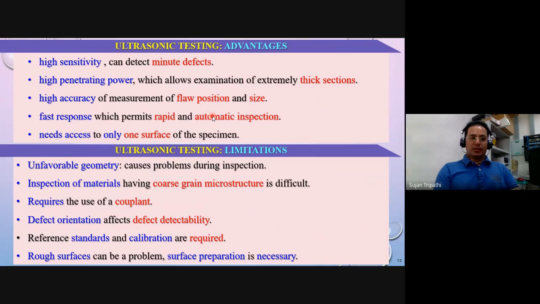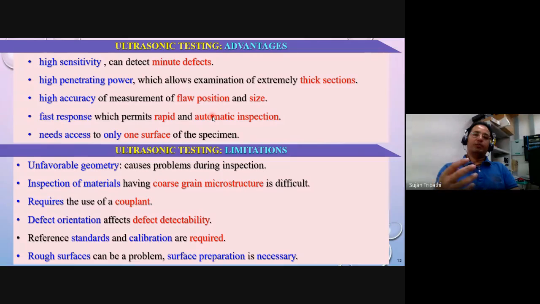And next, it is a faster process. This testing is faster than others because it can display the result within a second. We don't need to wait for some time, right? So it's faster. And the next one is we need to access only one side. We don't need to access both sides, so we don't need to keep probes on both sides. We just need to keep one at only one side. So this is also an advantage, because in some cases we cannot go to the other side.